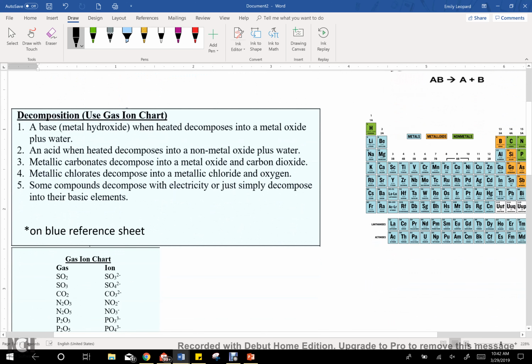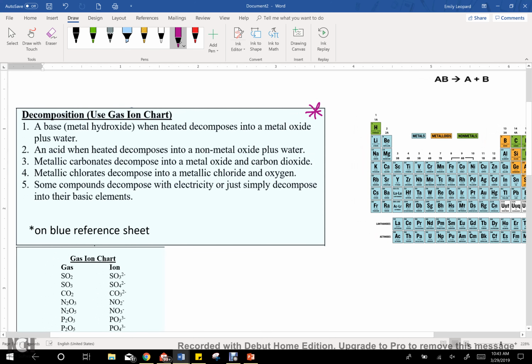Now this section is really straightforward as long as you can get your classmates to use the rules found at the top of your blue reference sheet, okay? My experience in the past has been that oftentimes even though students are shown how to use the rules, they try to do these reactions without them, which creates a lot of difficulties. So your main thing is trying to get the message across that you really need to use the rules. They make it very straightforward, okay?